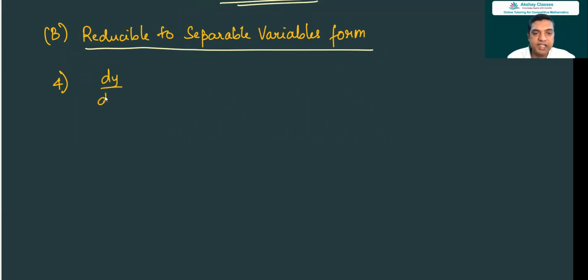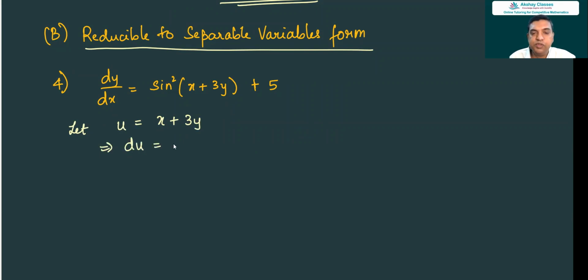dy by dx is equal to sine square of x plus 3y plus 5. Now directly they are not in variable separable form. You may wonder what to do with this. But what we can do is let u be equal to x plus 3y. So what we get is du is dx plus 3 dy.